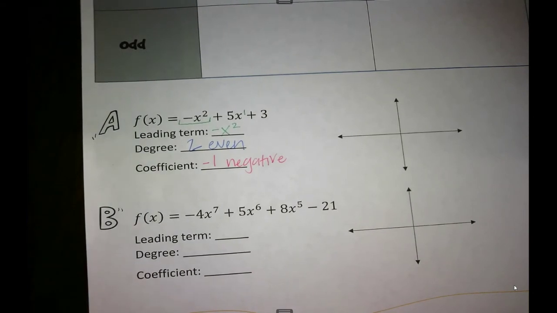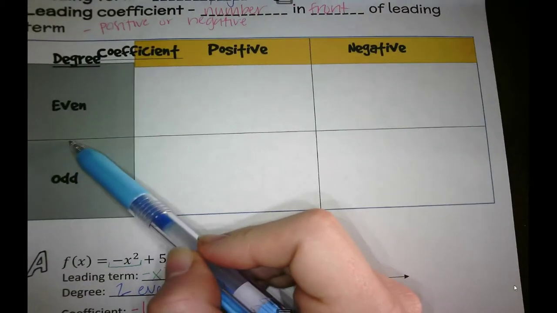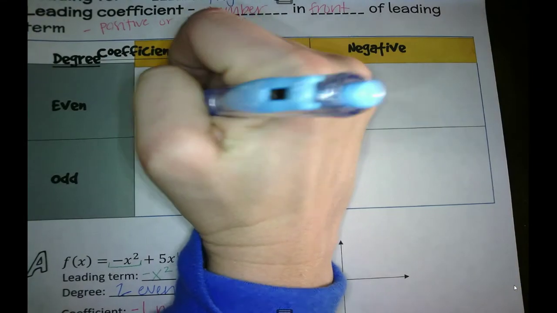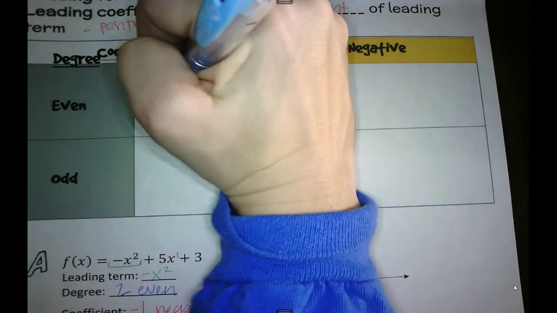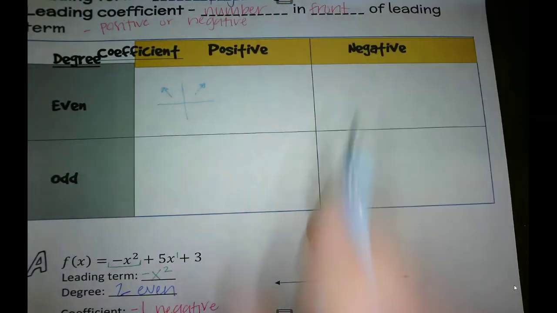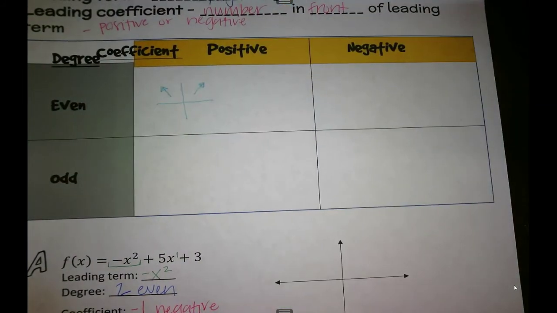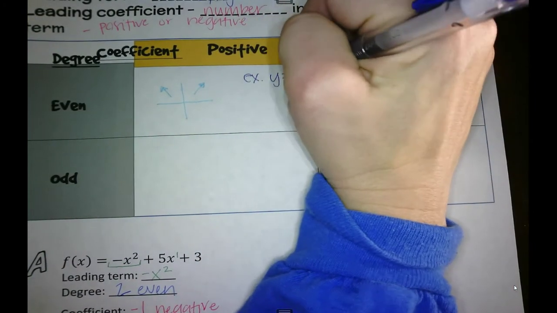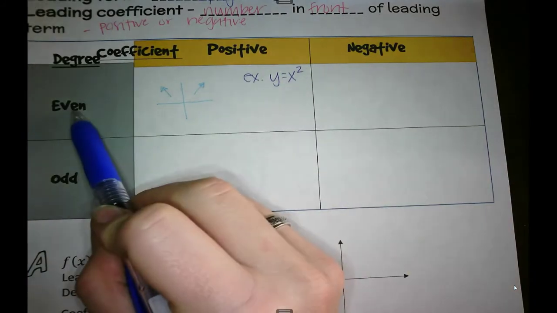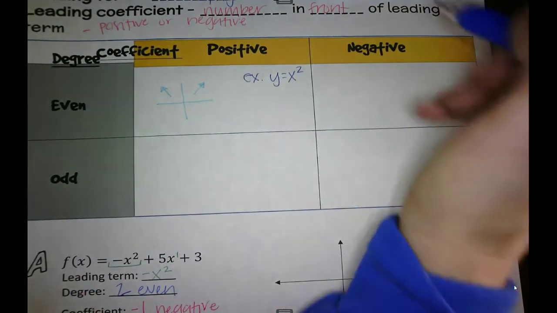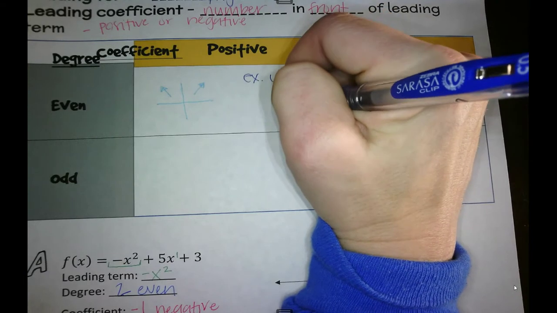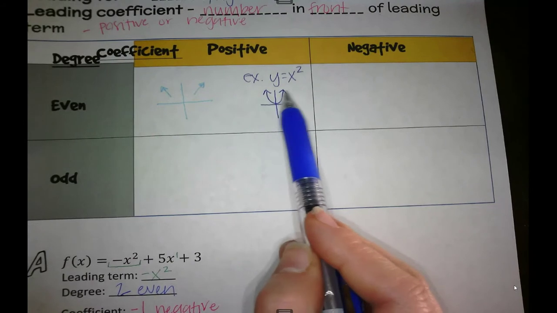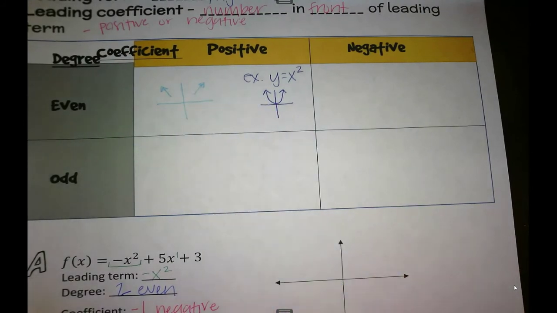Okay, let's look at what this information tells us. So if our degree is even and our number is positive, then our end behavior is going to look something like this. Both ends are going to be pointed up. So an example of this would be y equals x squared. Our degree is even and our number in front is positive. And remember, that graph looks like this, right? And both of our ends are pointing up, just like it tells us it's going to.